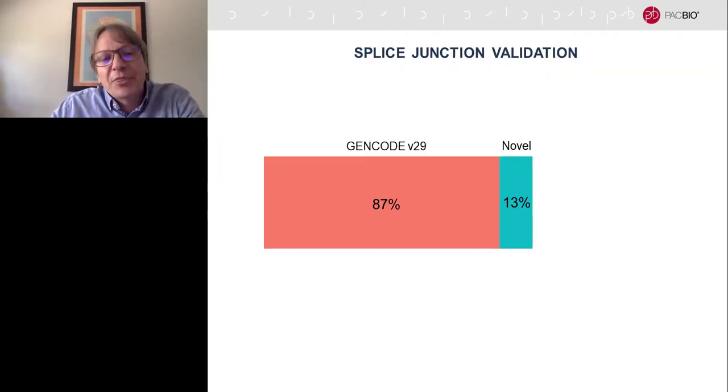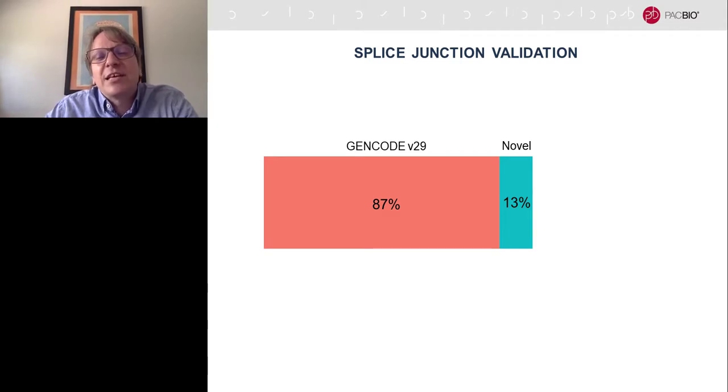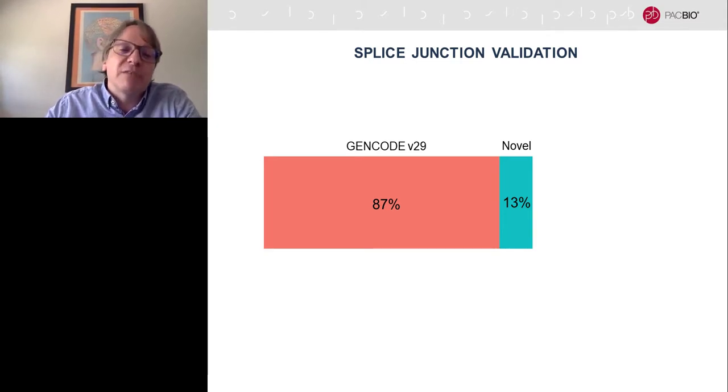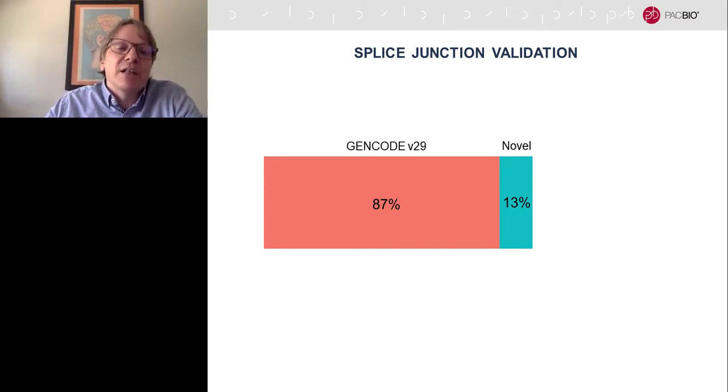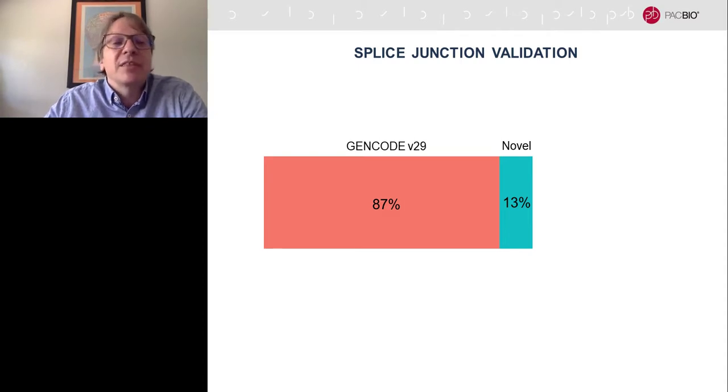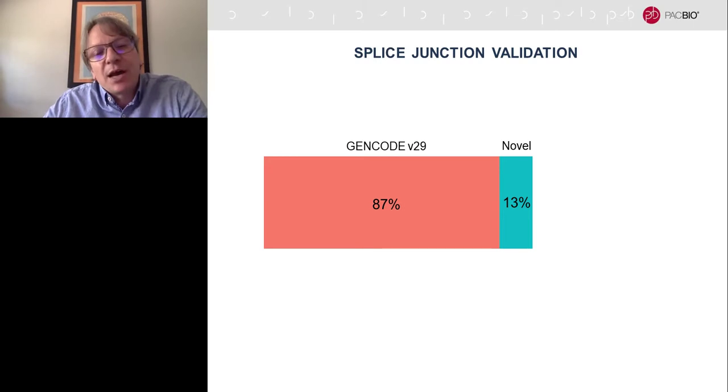But what about the middle? So what we did is take short reads to do splice junction validation. And so 87% of our splice junctions could be validated using GenCode version 29. And that makes some sense since many of these RNAs are abundant. But 13% being novel seemed kind of high.